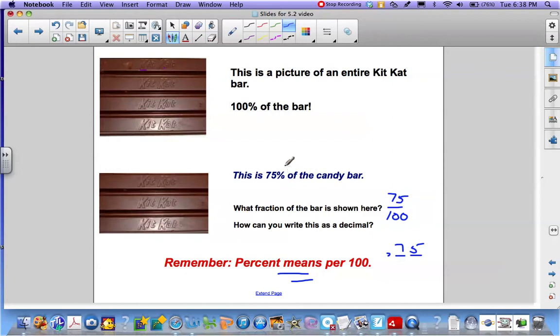Also keep in mind, to make any percent a decimal, percent means per 100. You can divide by 100, which means move the decimal twice to the left. You would have 75 hundredths. Up here you've got 100% of the bar. If you move that decimal twice to the left, you have one whole. That's what you have there, one whole Kit Kat bar.